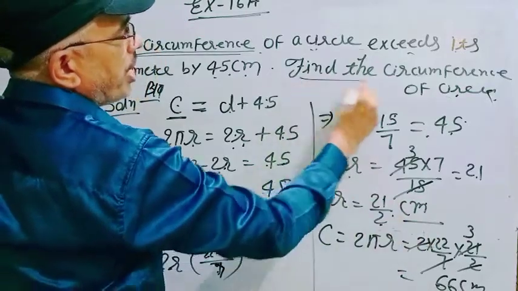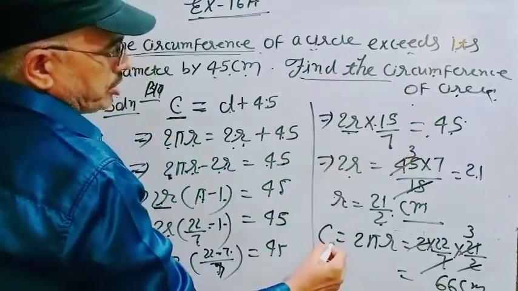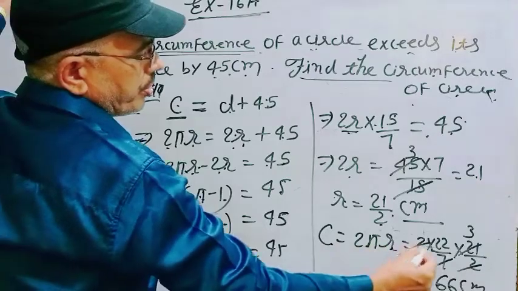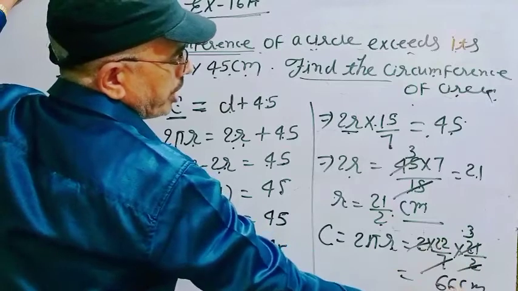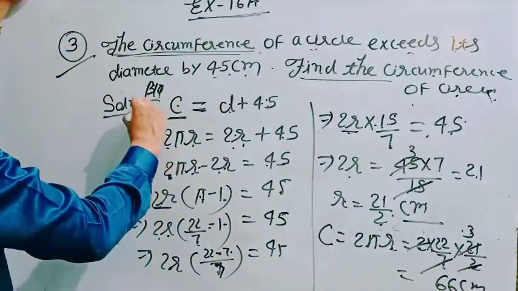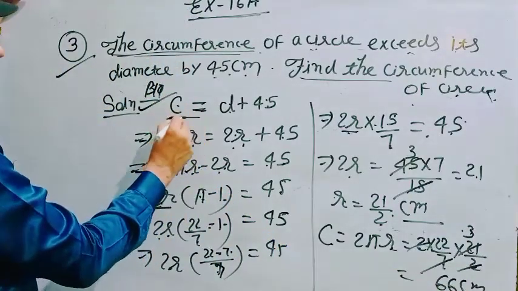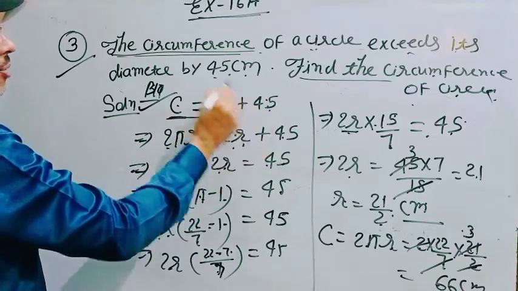Now your question: find the circumference of the circle. So circumference is equal to 2 pi r, then 2 into 22 by 7 into 21 by 2. Cancel it and you get 66 cm. Only here the circumference is more than the diameter by 45.